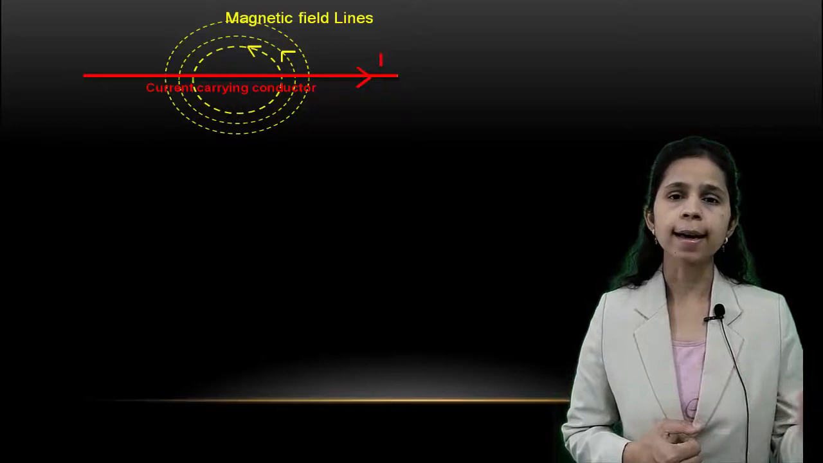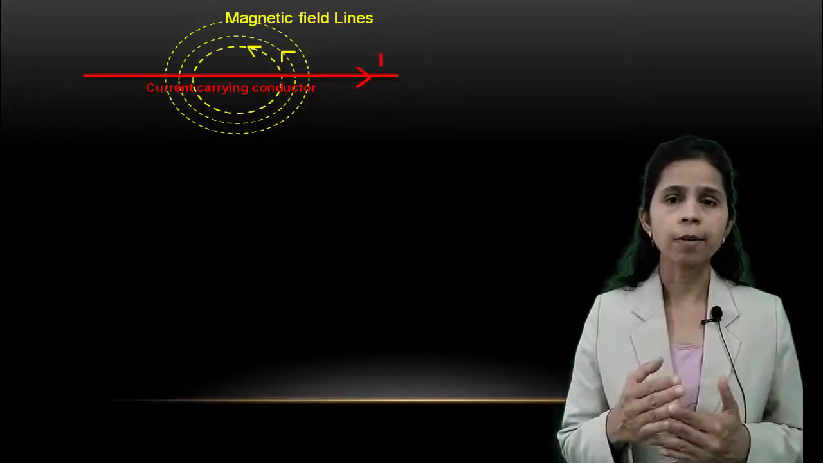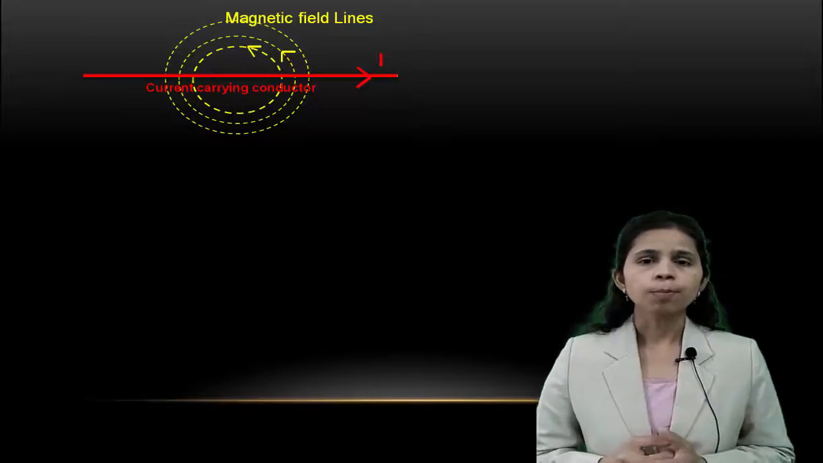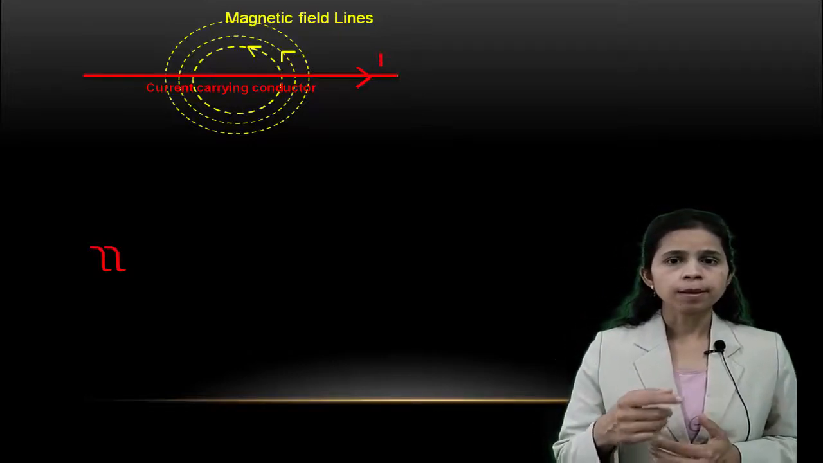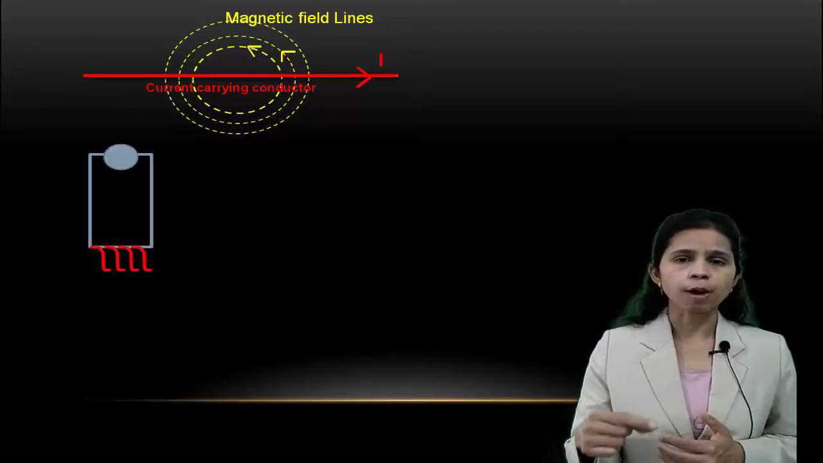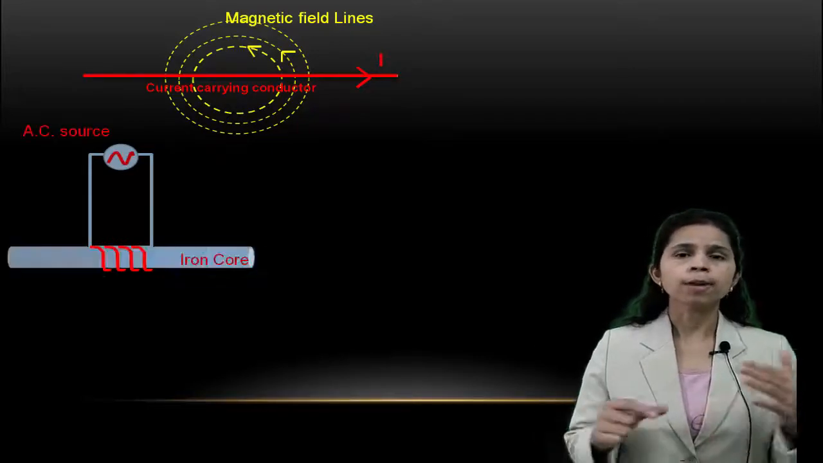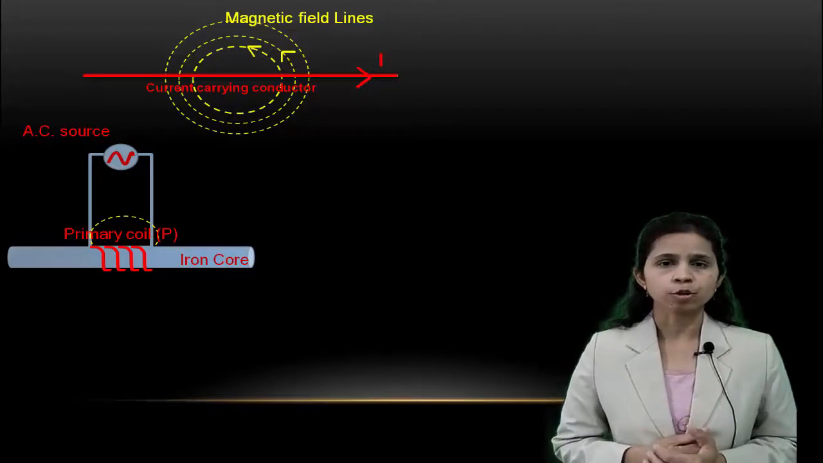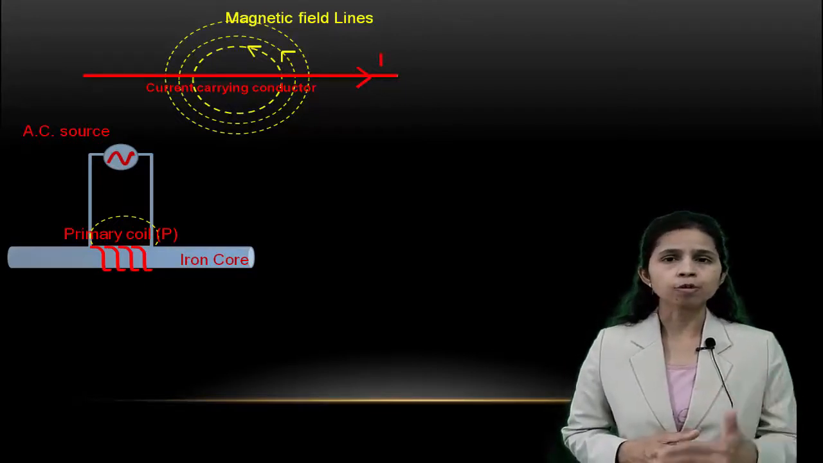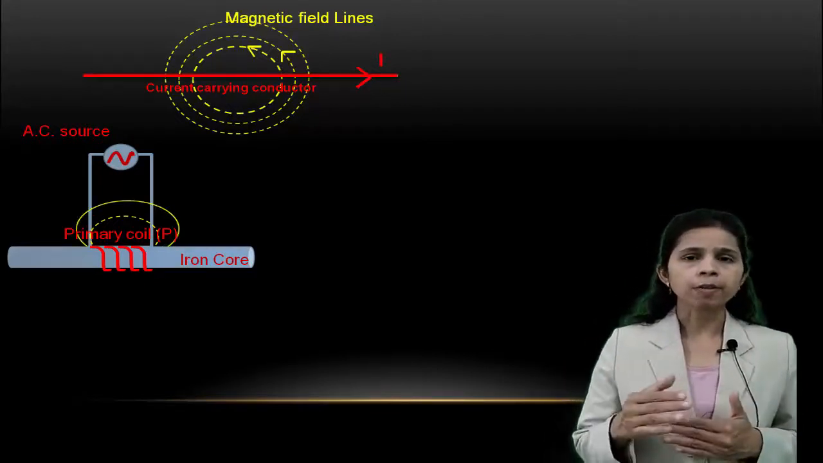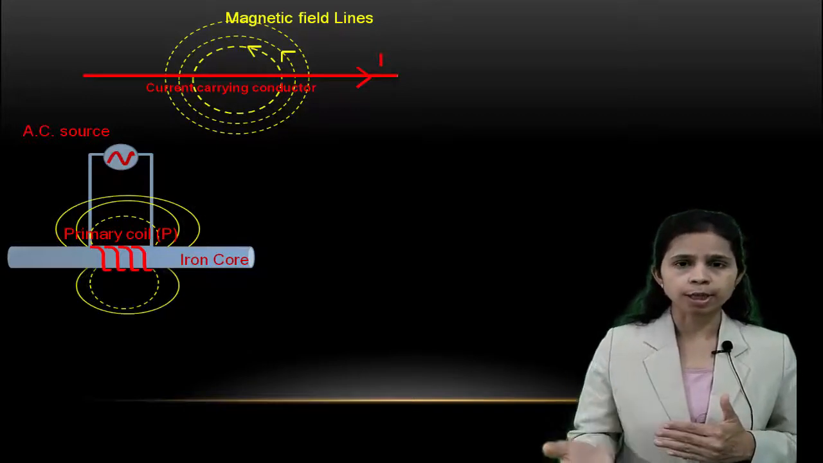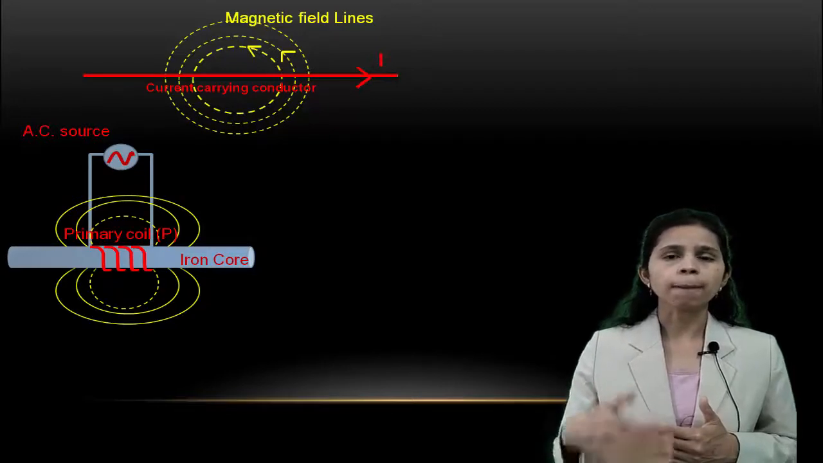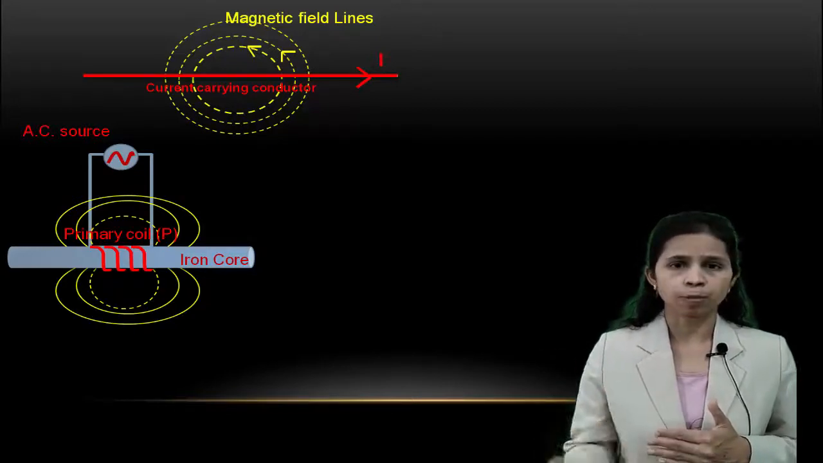As the current is changing, the magnetic field linked with the wire will also change. Now we will have a wire which is wound in the form of a coil around an iron core. We will call it the primary coil. This primary coil is connected to an AC source. As AC current flows through the primary coil, the magnetic flux linked with the coil will change. And as this coil is wound on an iron core, the core will become magnetized. The core will become an electromagnet.